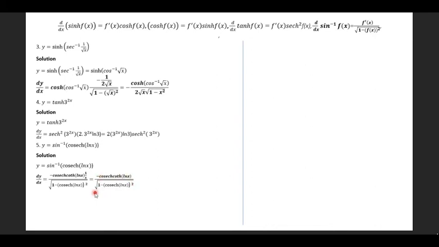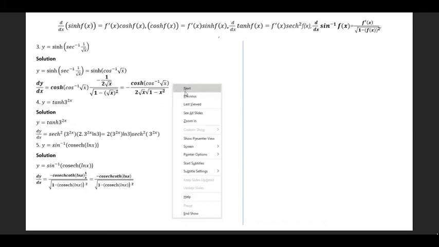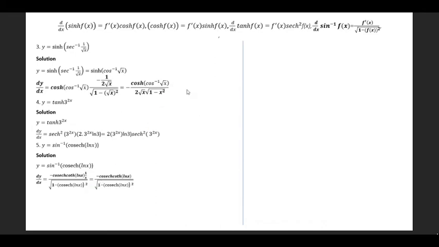In simplifying, there's going to be that x here. I think I forgot that x. There needs to be an x in the denominator. I don't know if there's any further question.